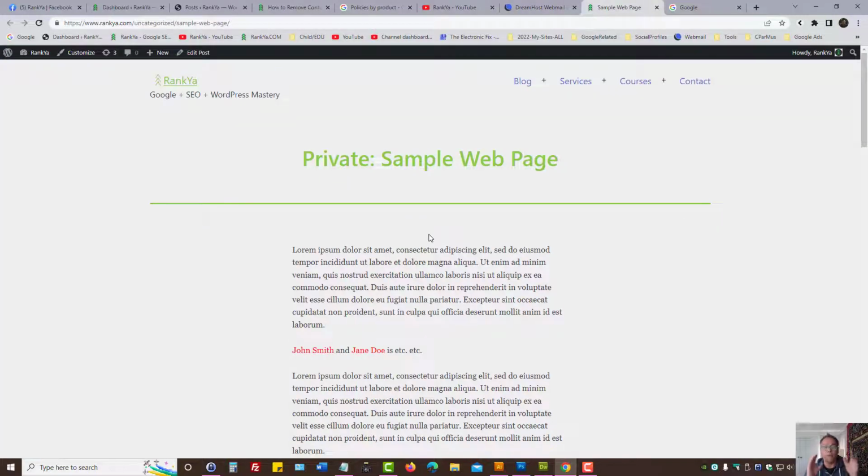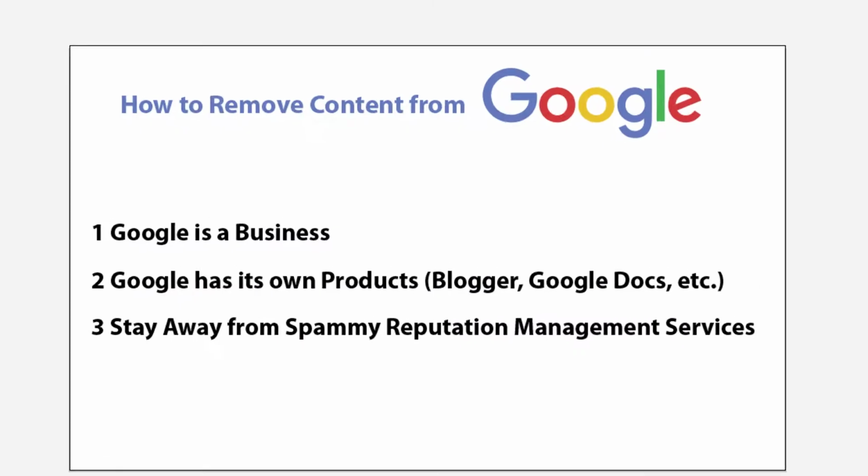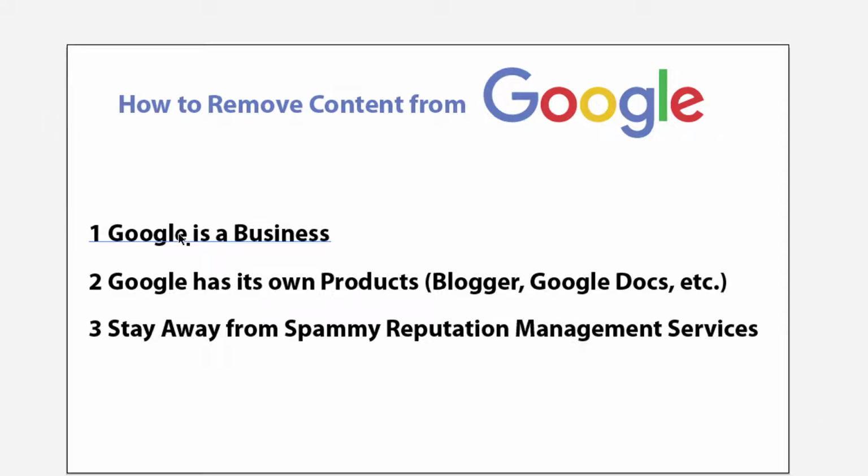So, when you want to remove content from Google, content being your name, your address, phone number, whatever the case may be, first, let's understand this fact. Google is a business. That means it obeys within the law in a certain country that it participates in. That means laws within Australia are different compared to laws within Germany, for example.